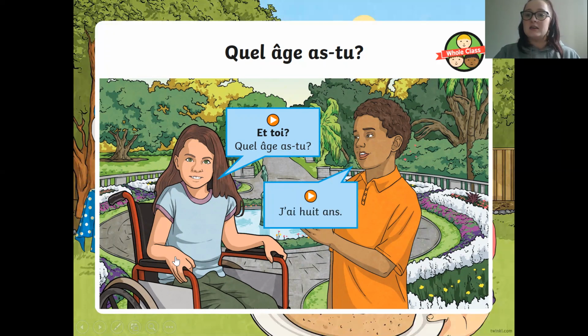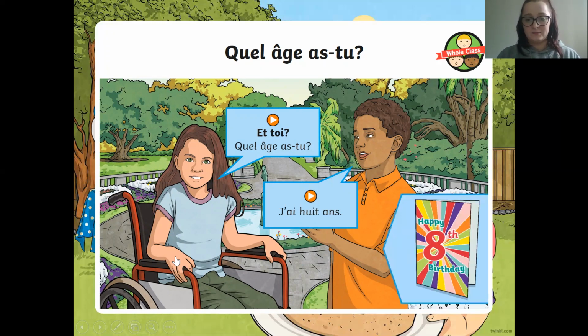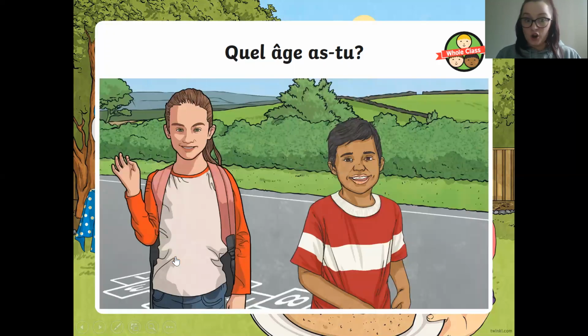So pause the video, see if you can figure out how old this boy in the orange jumper is. So if you said 8, I think you are absolutely correct. Let's find out. He is 8. Oh, bless him, that's the same age as some of you guys, isn't it? 8. Let's have a go at another one. So remember, et toi means and you.